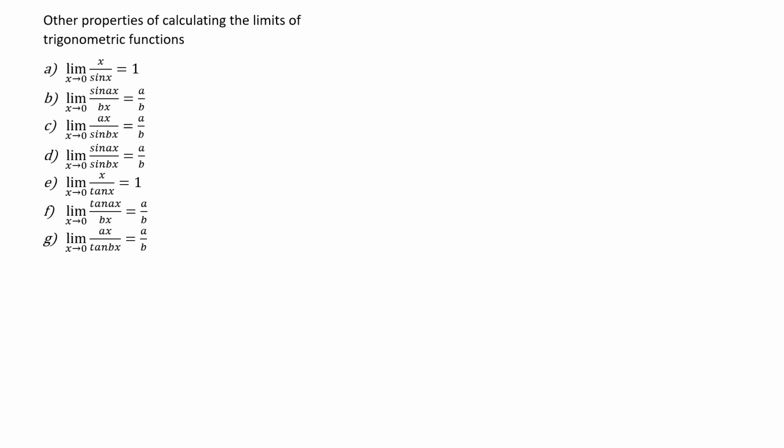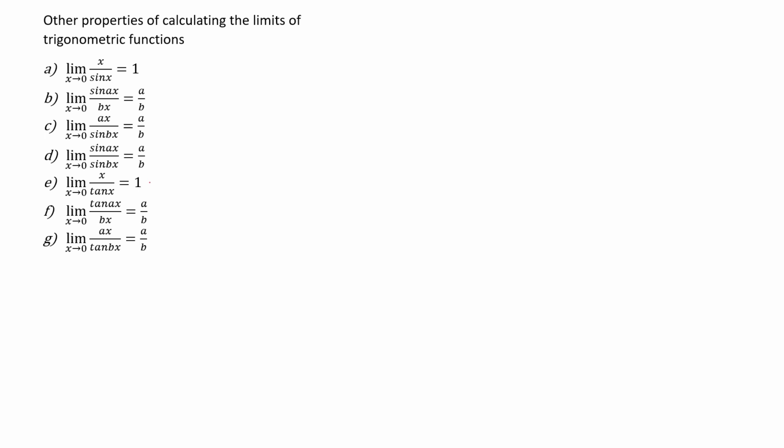Limit as x tends to 0 of x over tan x will be 1. Limit as x tends to 0 of tan ax over bx will be a over b, and limit as x tends to 0 of ax over tan bx will also be a over b. You see, it's a over b, a over b. It depends on which identity you want to use.